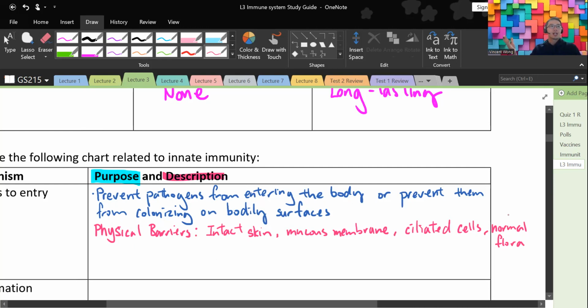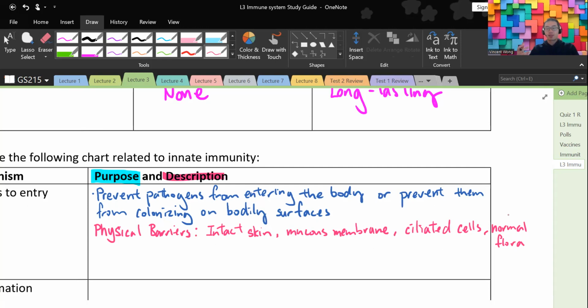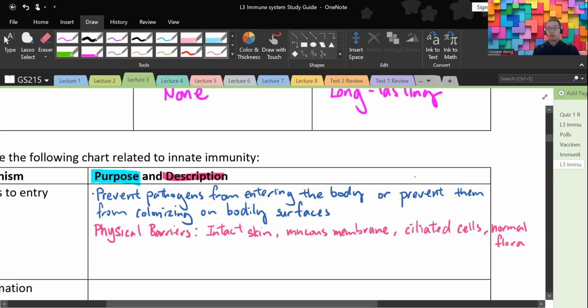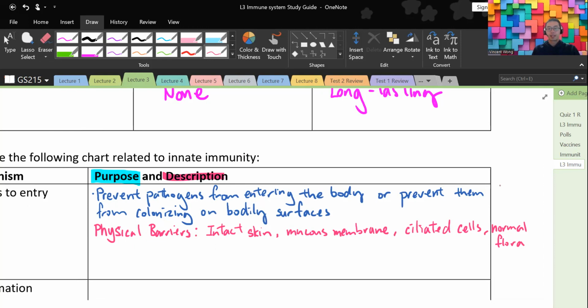Normal flora are these good bacteria, good microorganisms that live on us and in us, within our intestinal tract, on our skin, and they take up so much space that there will be no room left for the bad ones. So with normal flora, we have a symbiotic relationship with them. Basically we benefit each other. We give them a place to live, we feed them, and in turn they protect us. It's a mutually beneficial situation.